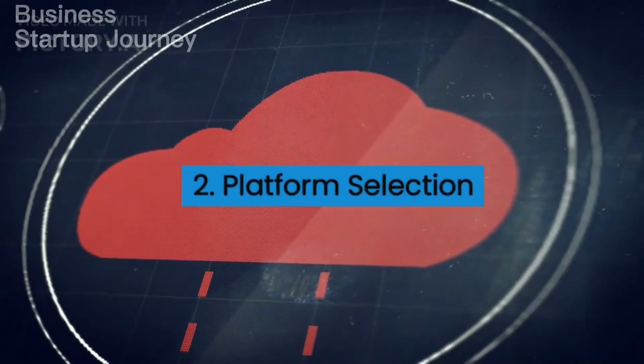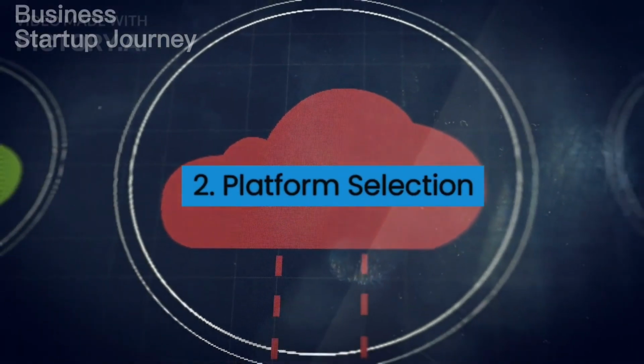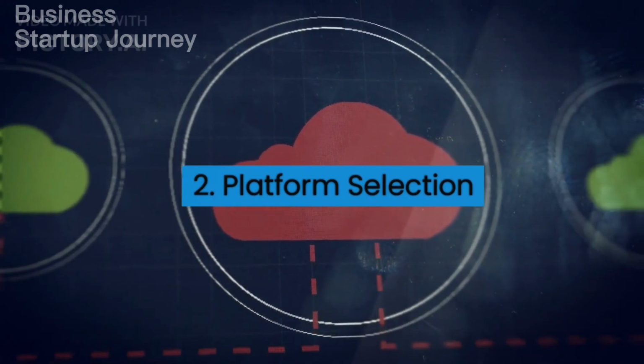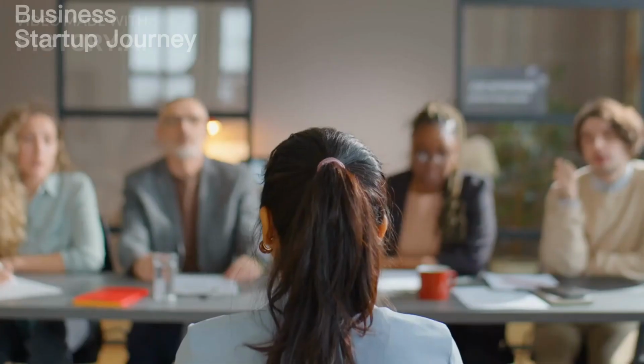2. Platform selection. Choose social media platforms that are most suitable for your target audience and business type. For example, Instagram and Pinterest are good for visually oriented products, while LinkedIn is suitable for professional services.